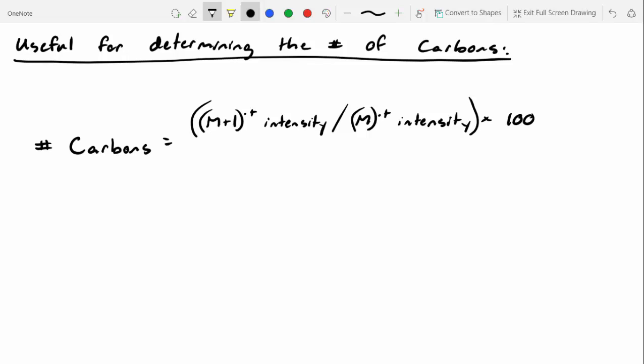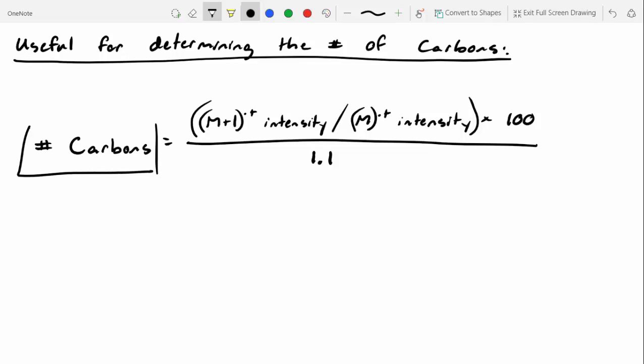So that basically tells us, all right, relatively what percentage of that pair is due to the M plus 1 peak. And then what we do is we divide that by the isotopic abundance of carbon-13, which is 1.1%. And this immediately gives us a strong clue as to the number of carbons we have in an unknown sample.